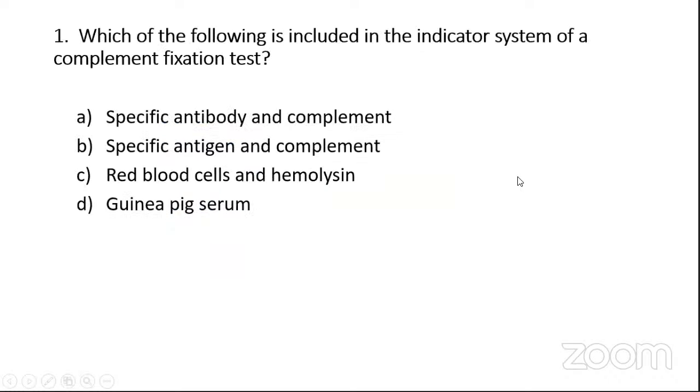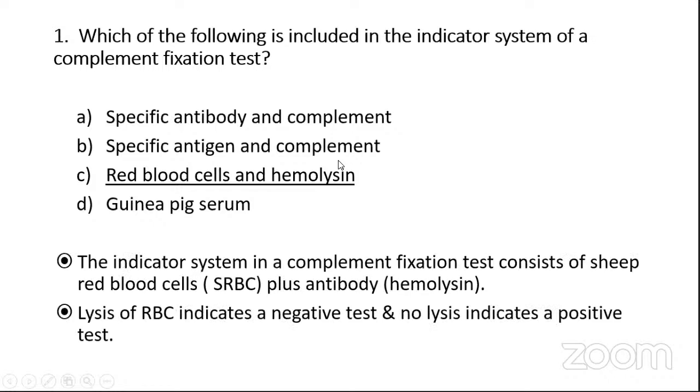So coming to the questions, which of the following is included in the indicator system of a complement fixation test? Specific antibody and complement, specific antigen and complement, red blood cells and hemolysin, guinea pig serum. Third option. Red blood cells and hemolysin is the indicator which is commonly used in the complement fixation test. And no lysis indicates a positive reaction, and lysis of RBCs indicates a negative test.